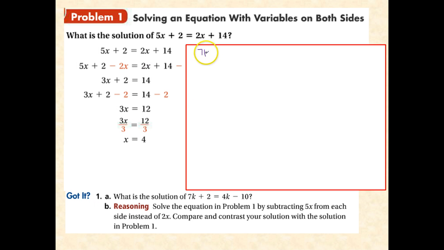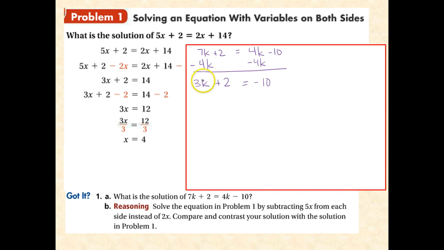So we got 7k plus 2 equals 4k minus 10. And I've got k's on both sides, but I've got fewer k's over here. So I'm going to subtract 4k's off the right side and subtract 4k's off the left side. 4k minus 4k is 0, so that leaves me with 0 minus 10, which is negative 10 over here. 7k minus 4k is 3k plus 2.